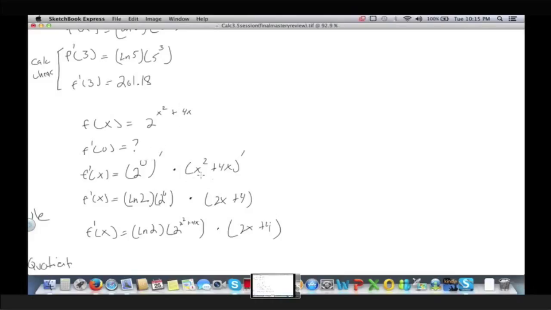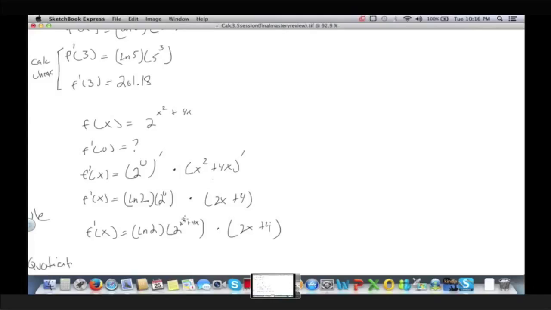Chain rule, 2u inside function. Derivative of 2u, we're going to use the constant to a variable. So natural log of the base. Okay. Okay, good. All right.